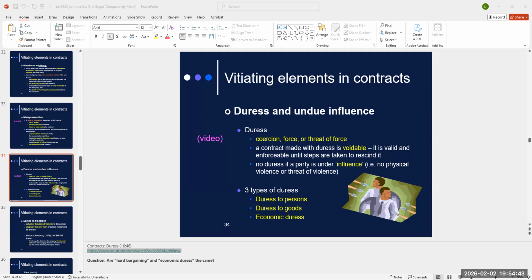Under older contract law, duress was a defense to enforcement of a contract. This is even more serious. So if you don't agree, I will kill you. Right? It's a very serious threat.